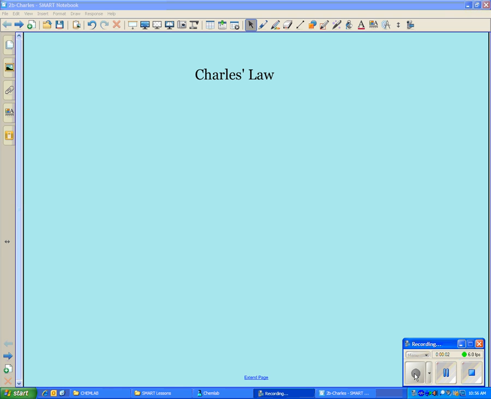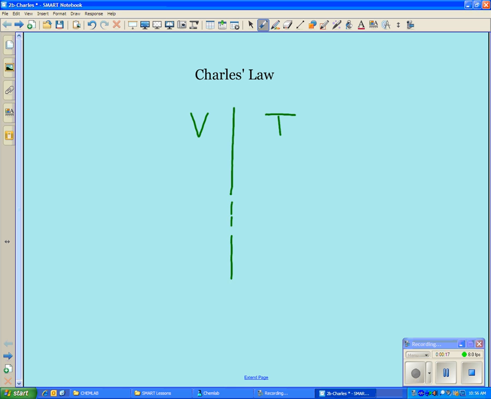The second law that we're going to look at in this gas unit is called Charles' law. And Charles' law is the relationship between volume and temperature. We're going to use the same simulation that we used last time for Boyle's law. So again, I would like you to set up a table where you will record some volumes and temperatures.